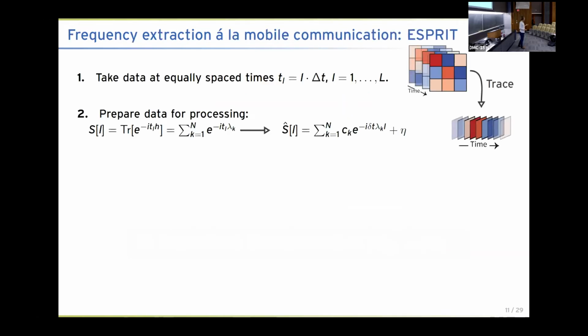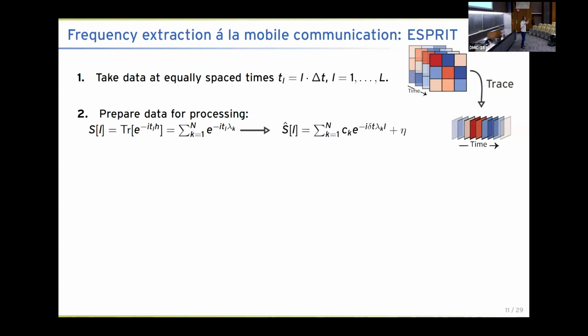And what we're doing is inspired by mobile communication setups, where the task is you have some radio wave signal coming in from various directions, and now you want to reconstruct the angles from which these sources come. And people in this setting have developed an algorithm called ESPRIT, which is super resolving and denoising. I'm going to explain to you in a second what that means. Let me first explain the algorithm, and then I'll explain in what sense it's super resolving and denoising. The algorithm takes as an input data at equally spaced time points.